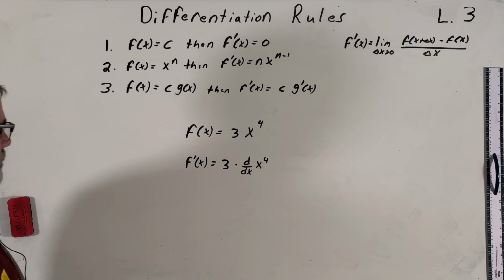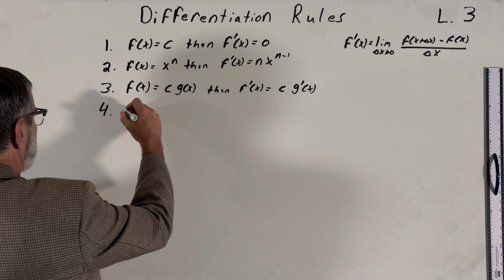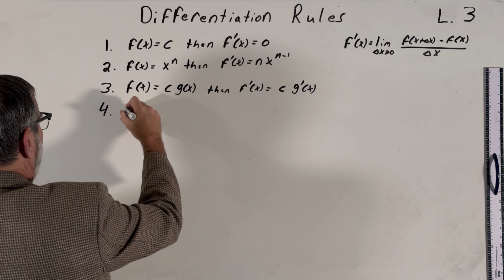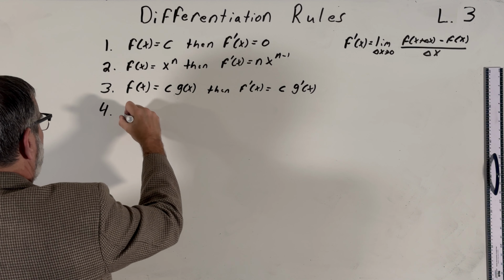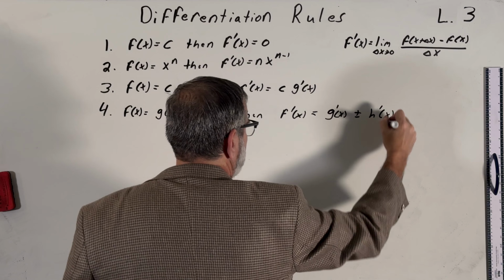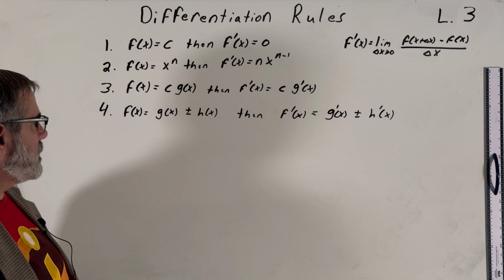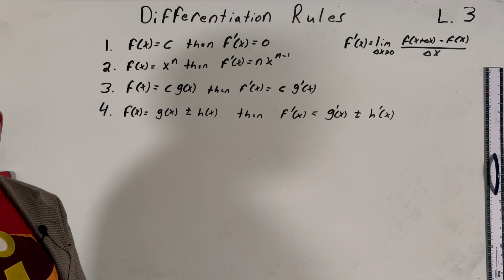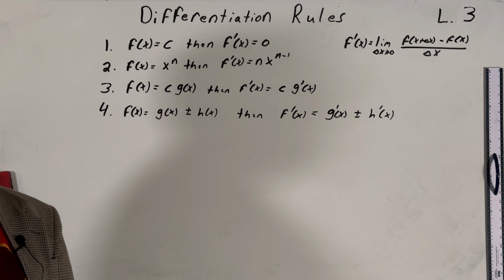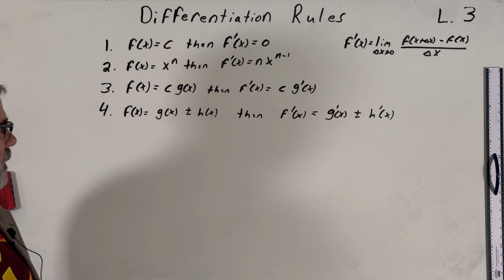All right, number 4. Do I need to do, I do need to do, yeah, let's just see. This is one that's good. So if f of x is equal to g of x plus or minus h of x, then f prime of x is equal to g prime of x plus or minus h prime of x. That one is pretty straightforward to prove. It's very intuitive and obvious. Maybe I'll leave that for a homework assignment, but we'll just move on.